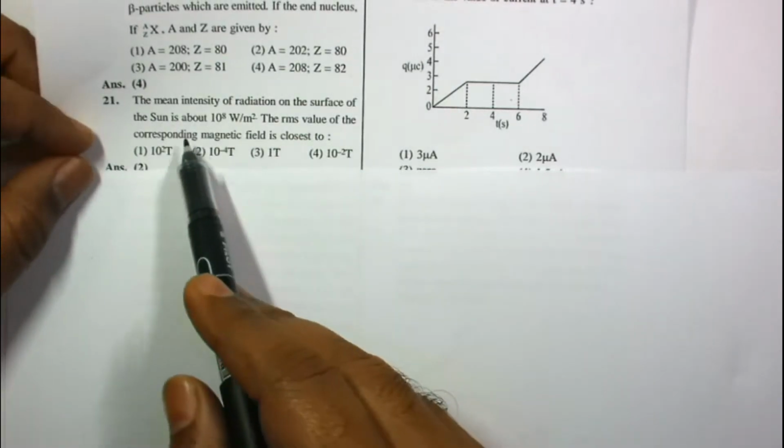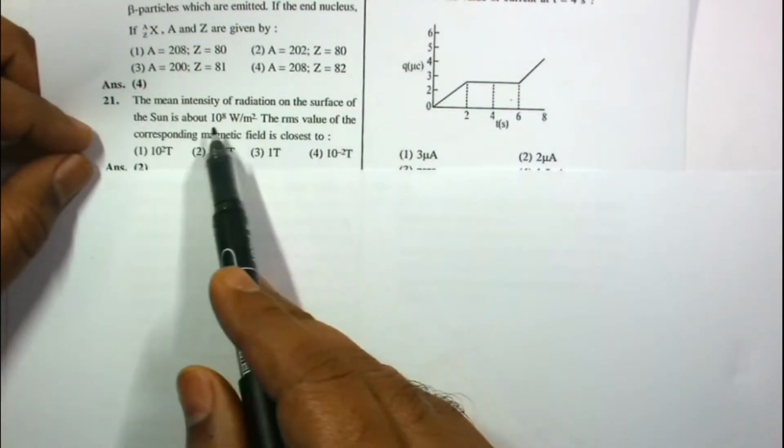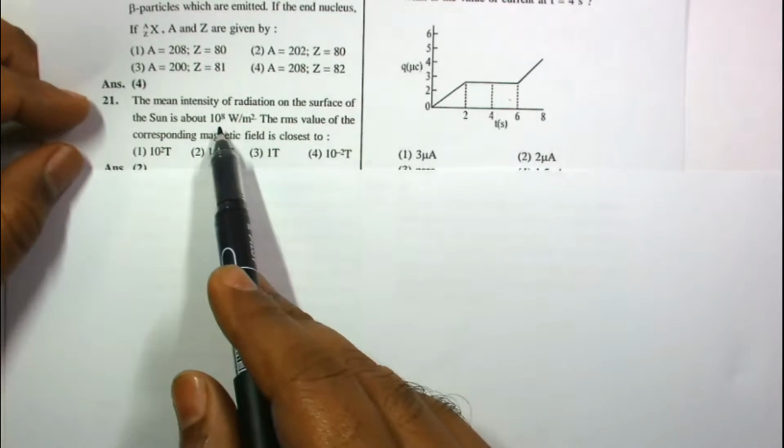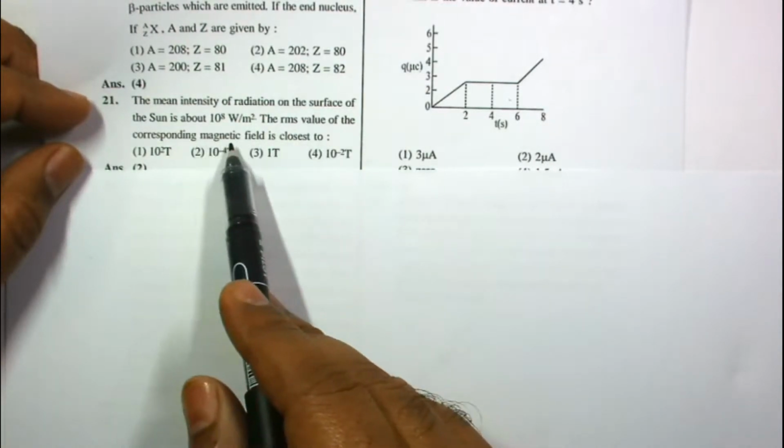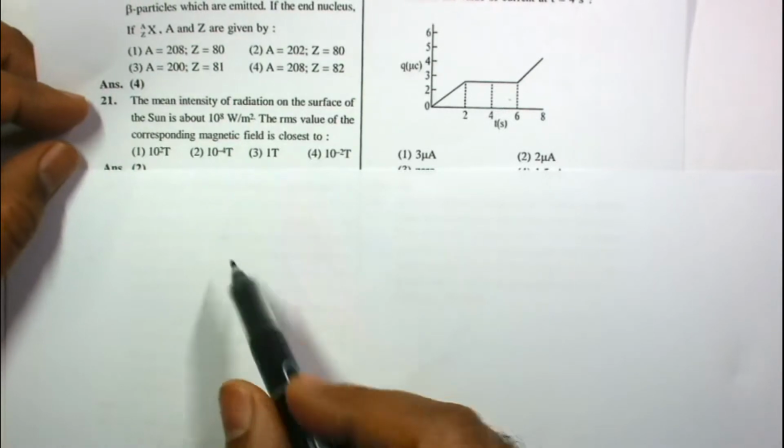Now, question number 21. The mean intensity of radiation on the surface of the sun is about 10 to the power 8 watt per meter square. The RMS value of the corresponding magnetic field is closest to.